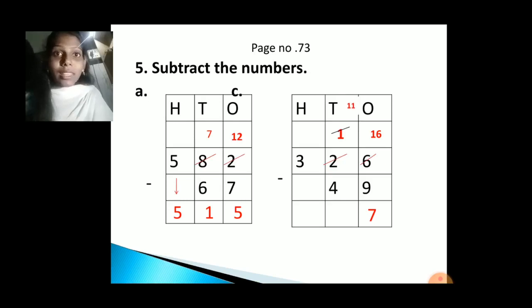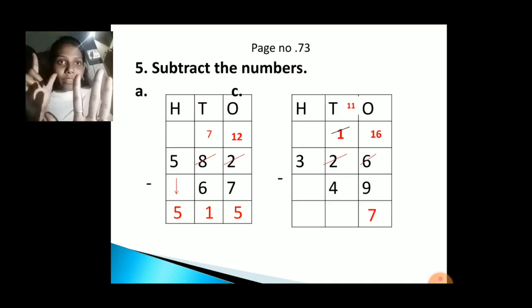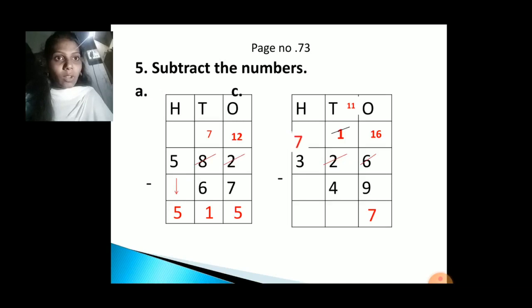Now 11 minus 4 equals to how many? Don't know. So in this condition what we will do? We will count from the 4 means after 4 till 11. 5, 6, 7, 8, 9, 10, 11. So 11 minus 4 equals to how many? 7. So 7 we will write under the tens column.